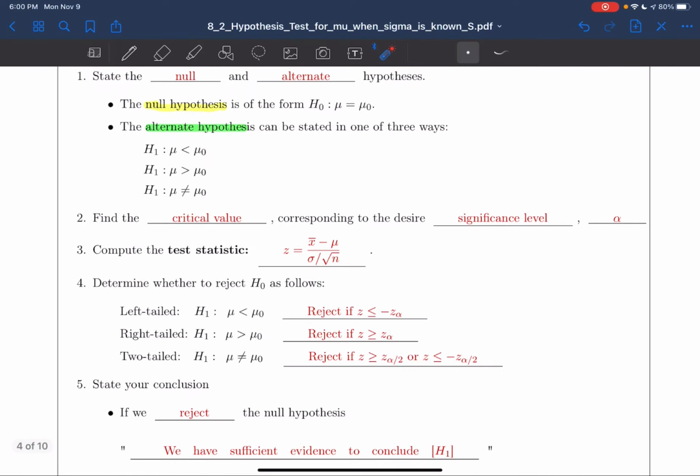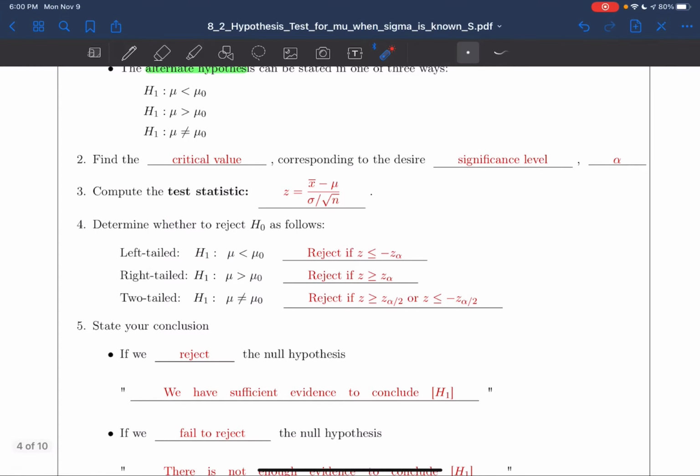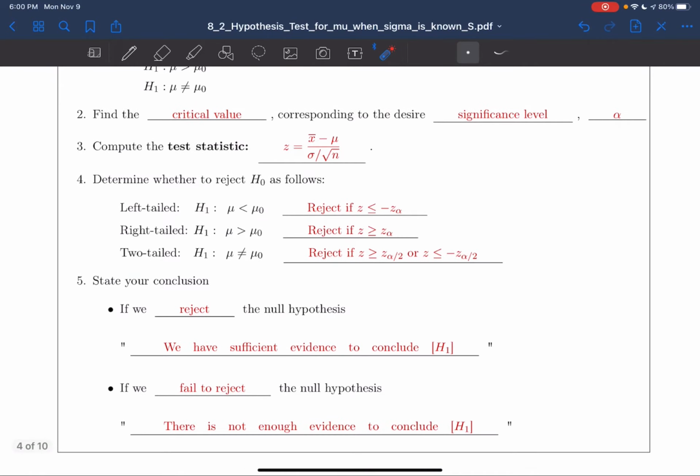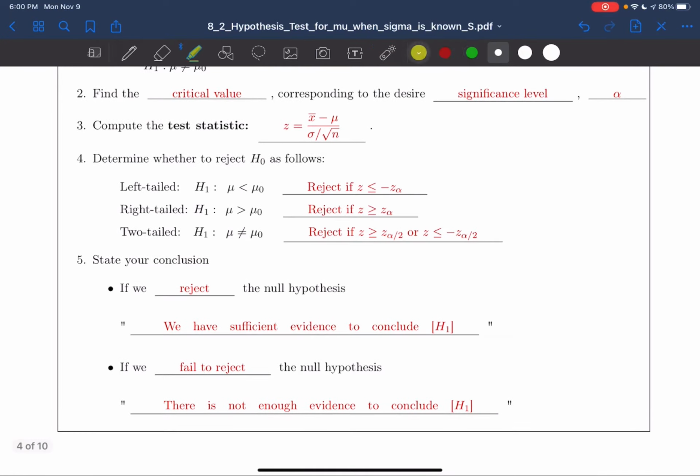We need to find the critical value corresponding to the desired significant level alpha. And we already did some examples of how to do this just a while ago. And then we have to compute our test statistic, z. And then we have to determine whether to reject our null hypothesis, H0. And how do we do this? How do we determine whether to reject our null hypothesis?